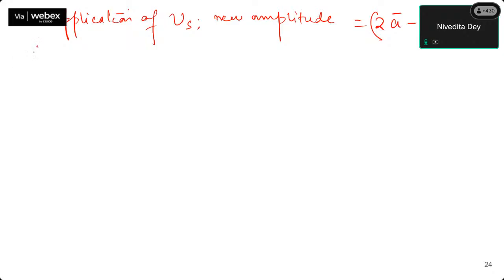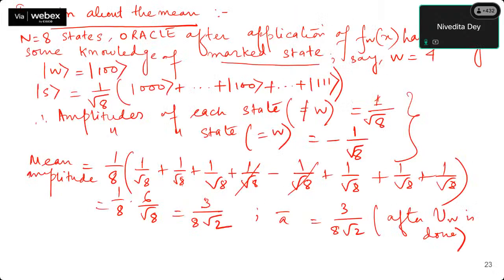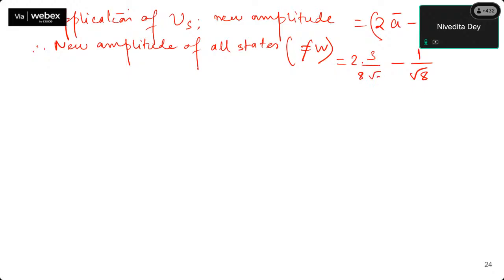So now if we calculate it, for all states which is not equals to w, all the other 7 states, it is ultimately what? Ax is 1 by root 8 and it is 2 into what was my a bar? 3 by 8 root over of 2. So this will be ultimately, if you do the calculation, 1 by 4 root 2. You can also do the addition calculation and all. So it will ultimately be 1 by 4 root over of 2 after you do that. Okay, you can check it, it will be same.